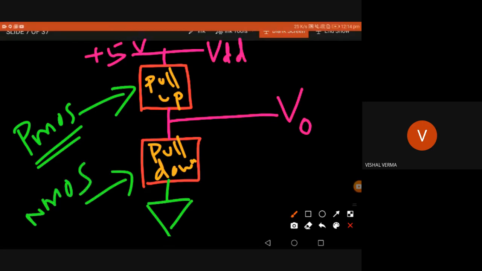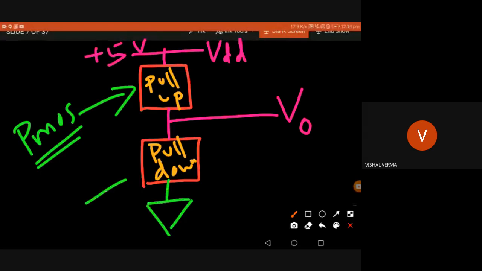So we discussed two gates, the NAND gate and the NOR gate, and the CMOS NOT gate also we discussed yesterday. It's very simple. Just apply the conditions. For NMOS, if high input is given, it is on. And one specialty you can see here.